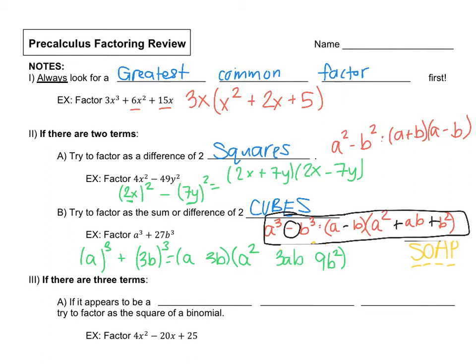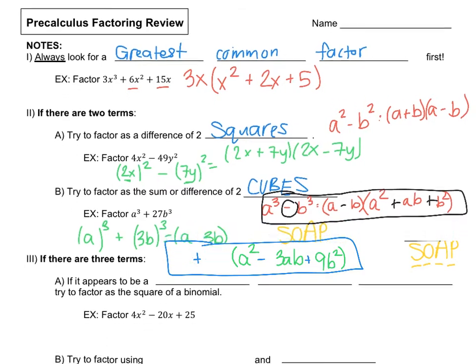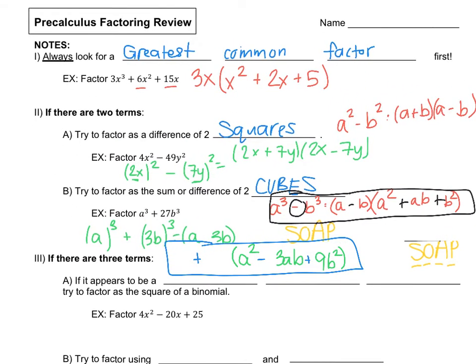And then finally I apply SOAP. So same, opposite, always positive. So I had a sum of cubes, so that would be same, opposite, always positive. So this is my factored sum of cubes. All right, moving on. If there are three terms, we've got a couple of strategies for that as well.